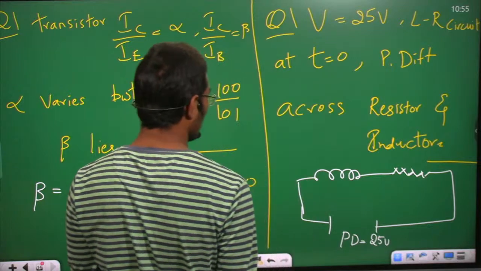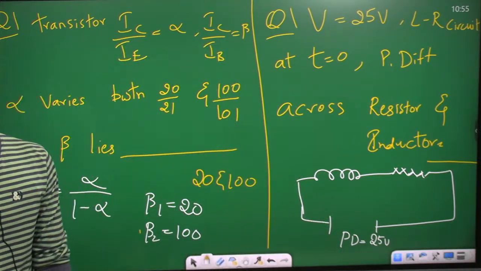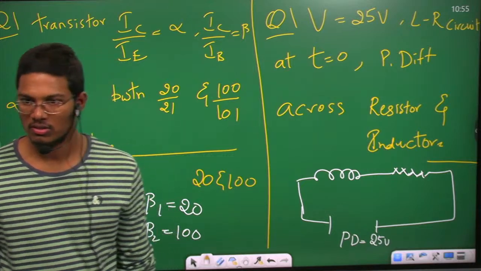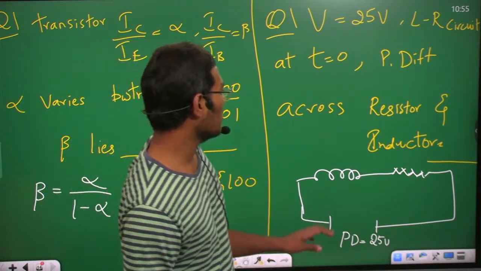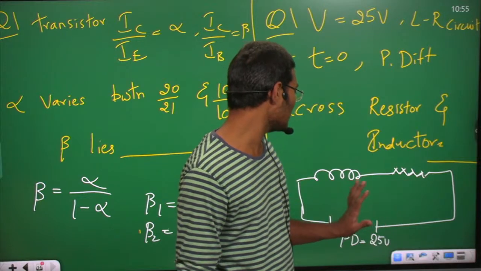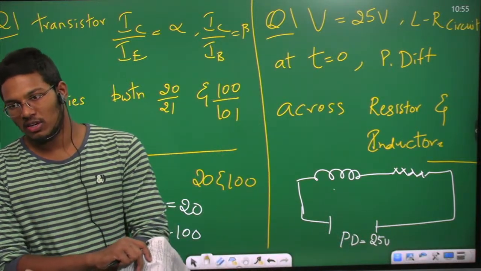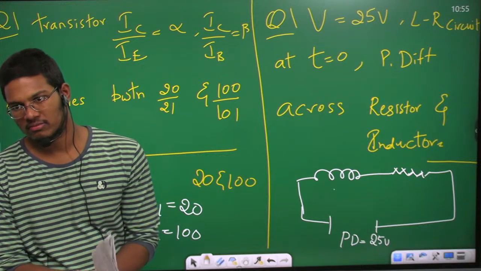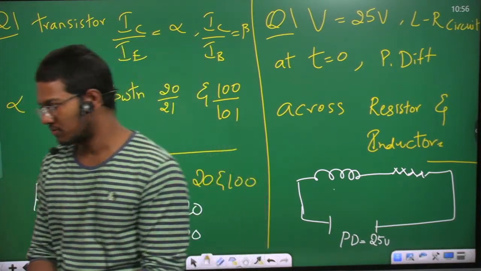So at time t equal to 0, how about the capacitor? For a capacitor at time t equal to 0, see, okay, first let us try to talk about the resistance offered by the inductor at time t equal to 0. Will it be 0 or infinite? Resistance offered by the inductor at time t equal to 0.